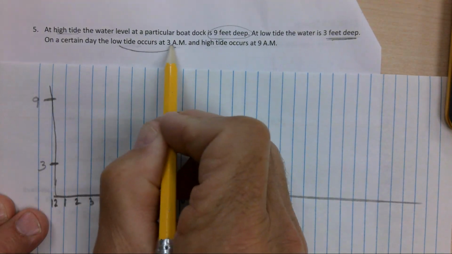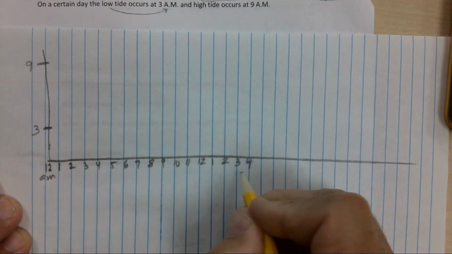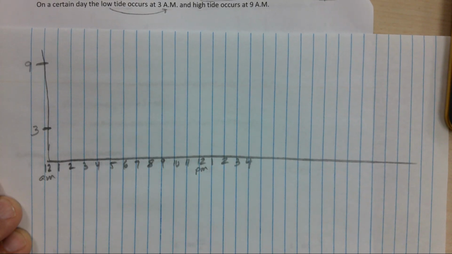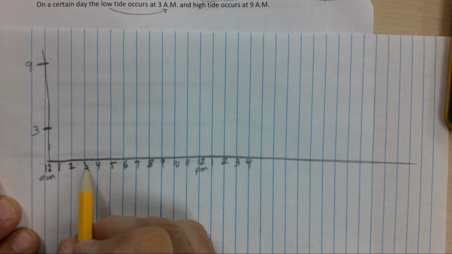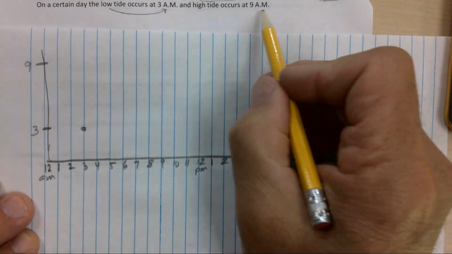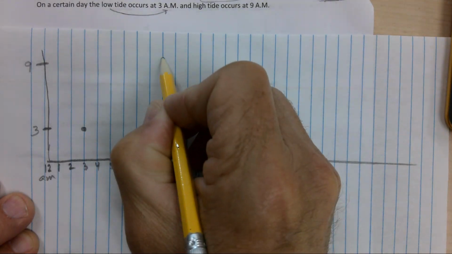Low tide occurs at 3 a.m., so again I'm starting with this as 12 a.m., and this would be my 12 p.m. just to help keep track of this graph. And 3 a.m. would be here, so 3 is my low dot. And then at 9 a.m. is my high dot, so that would be right here.